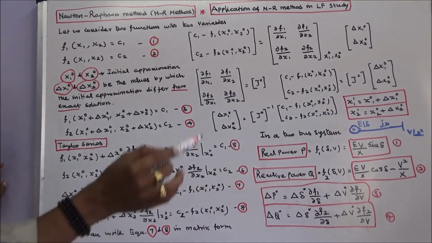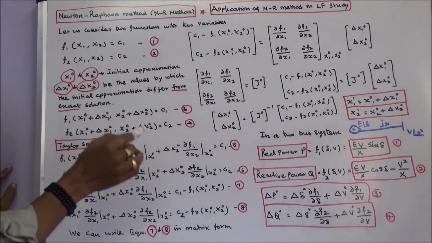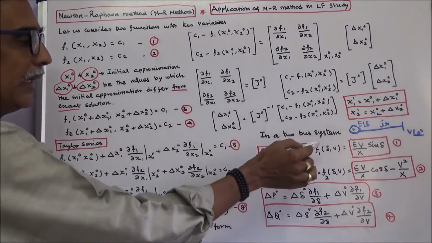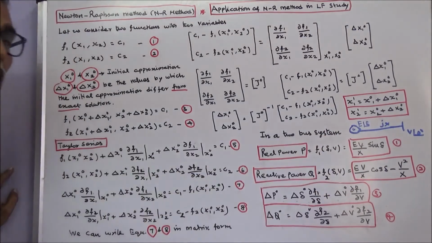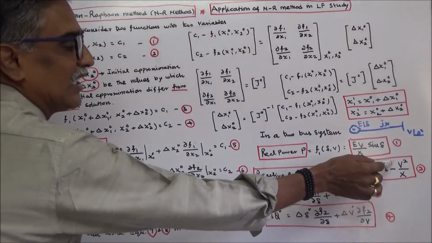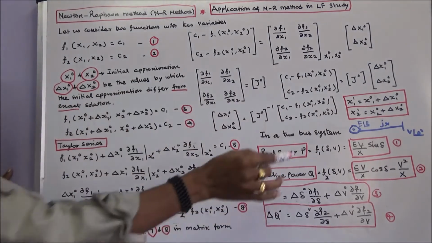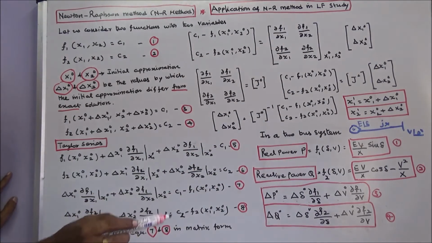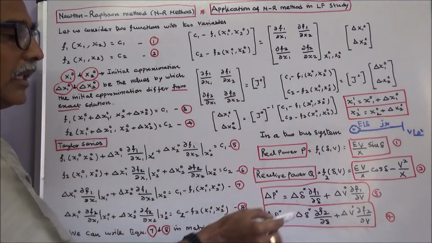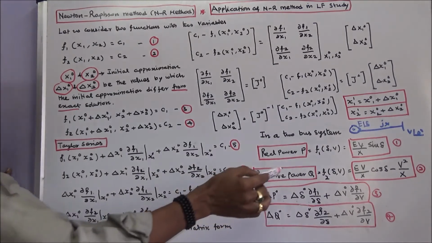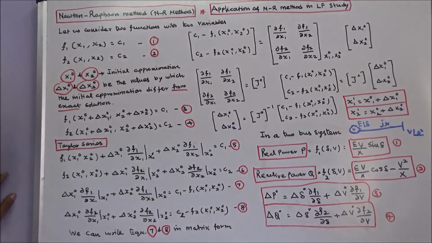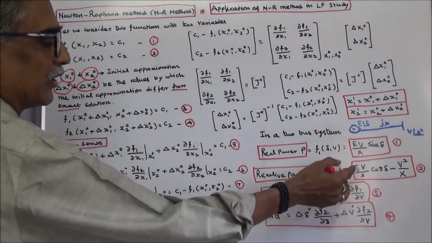In the same way, I apply the method to the two-bus system. We know that real power P is equal to E into V by X into sin delta. Reactive power Q is equal to E into V by X into cos delta minus V square by X. I derived these two equations in my previous lecture, so please refer to it. Or I can write P is equal to F1 of delta comma V, that is equal to this equation. Reactive power Q is equal to F2 of delta comma V, that is equal to this equation. This is equation 1, this is equation 2.